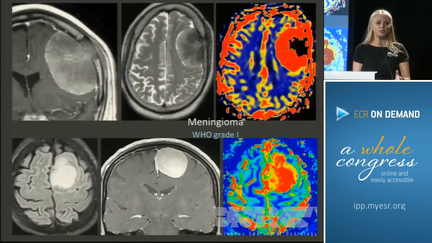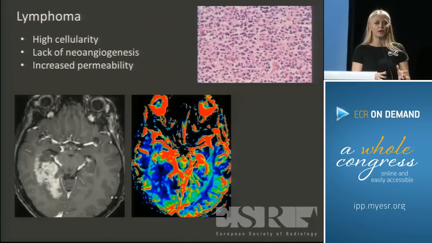Or just a simple meningioma that I'm sure you have seen. Usually they're very red on this perfusion map, high perfusion, but it's a low-grade tumor. So these exceptions, of course, you will need to know. Lymphoma is something different. It's a very malignant tumor. I'm sure you know that.